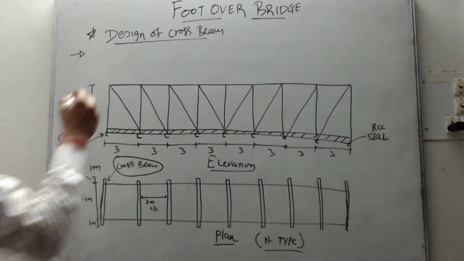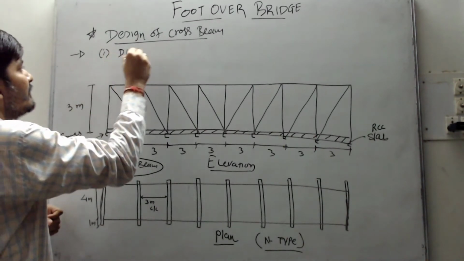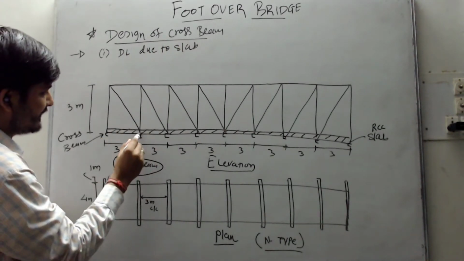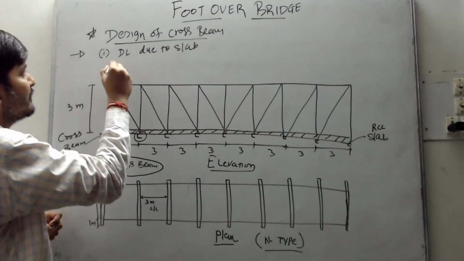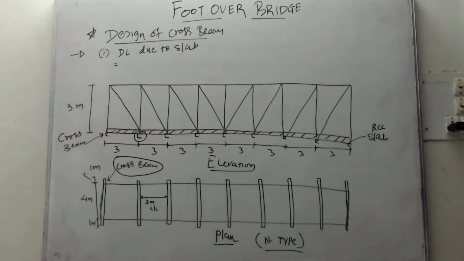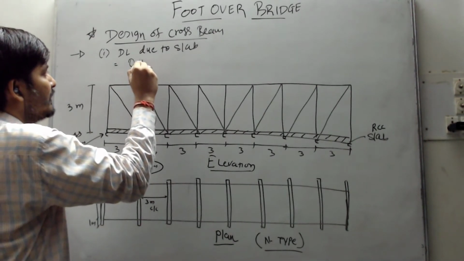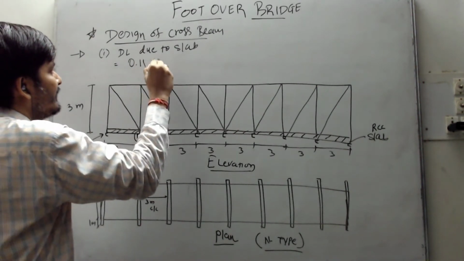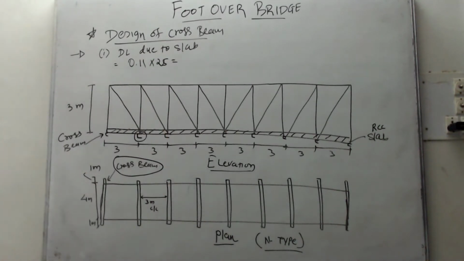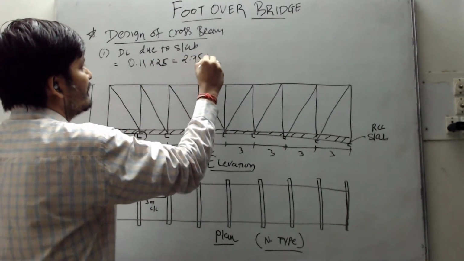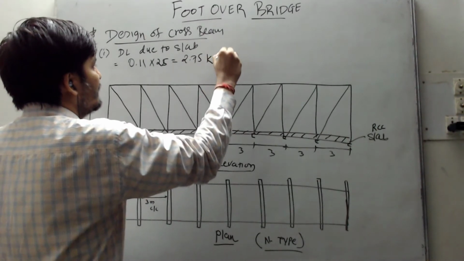So first is dead load due to slab. So whatever slab is this, it is resting on this cross beam, right? So load due to slab on cross beam. It is the depth of slab multiplied by density of concrete. So depth of slab given in the data is 110, so 0.11 multiplied by density of concrete given is 25. If you calculate this, you will get your answer as 2.75 kilonewton per meter square. This is the dead load from slab that is acting on my cross beam.